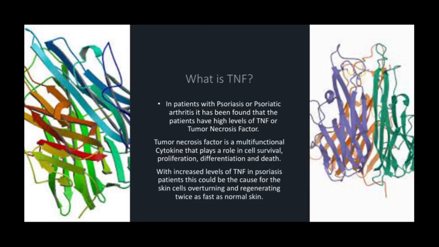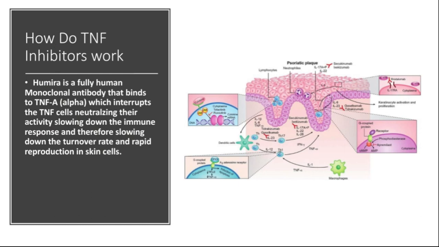What is a TNF? TNF stands for tumor necrosis factor. In patients with psoriatic arthritis or psoriasis, it has been found that the patients have high levels of tumor necrosis factor, which is how they ended up developing the TNF inhibitors. Tumor necrosis factor is a multifunctional cytokine that plays a role in cell survival, proliferation, differentiation, and death. So when you think about it, with psoriasis, the skin cells turn over twice as fast, which is why the tumor necrosis factor is so high in those patients. With increased levels in psoriasis, this could be the cause for the skin cells overturning and regenerating as fast as normal skin. How do TNF inhibitors work?